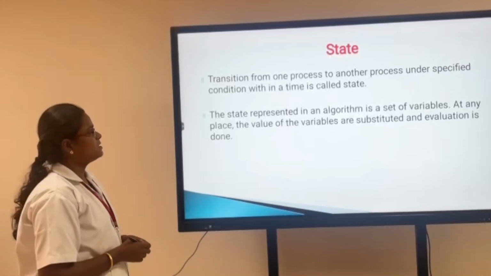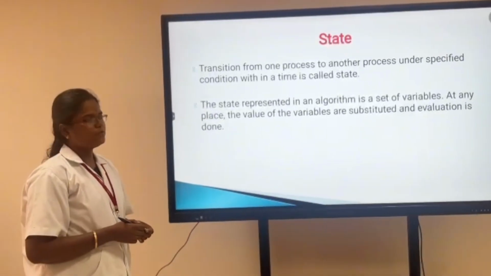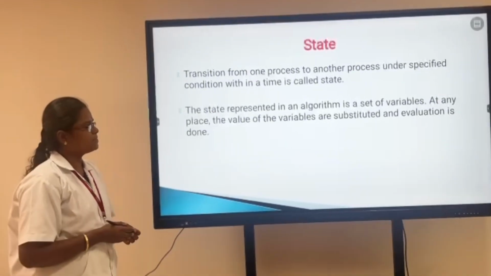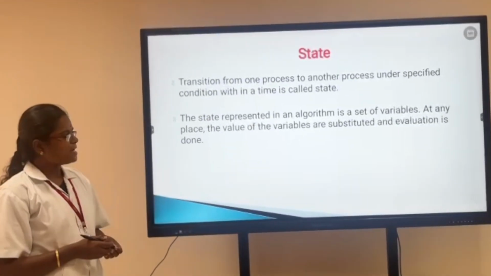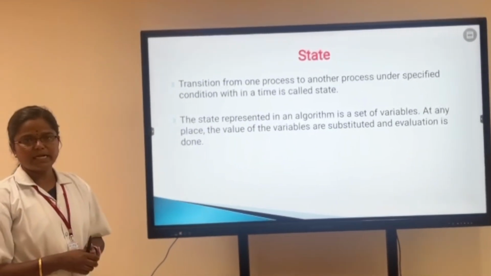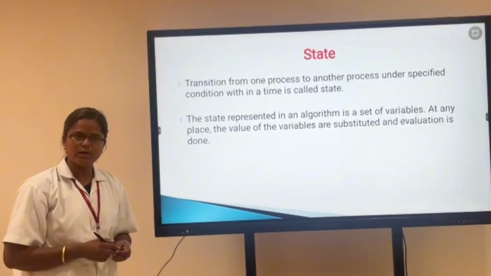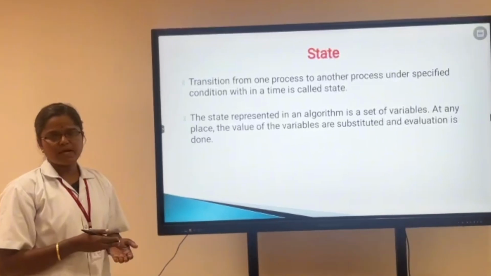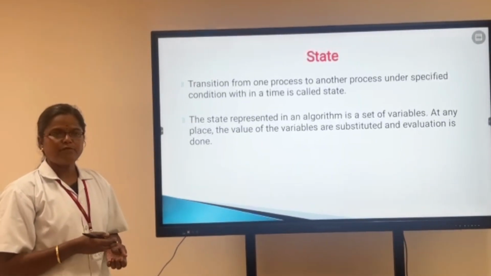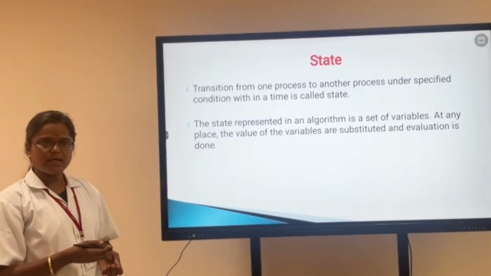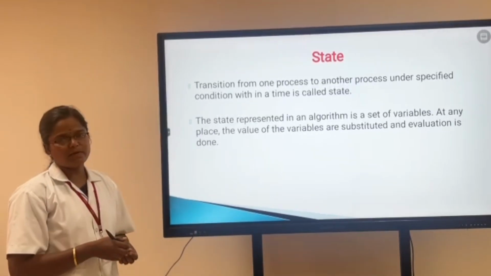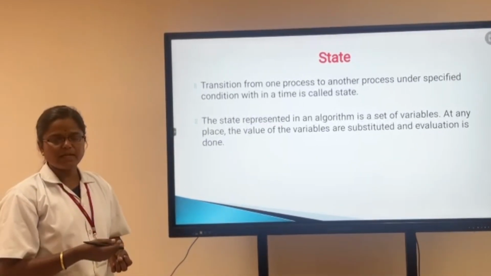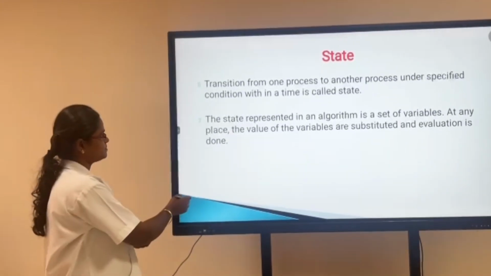Next is the state. This is the process of transition from one process to another process when a particular condition is met. That is called state. The state represented in an algorithm is a set of variables. For example, in a program we are giving values to variables. Those variable values may change in the same program. If we are giving the value for I as 1, we can increment the I value throughout the program till the condition is met. That is the state. The state may vary according to the condition.